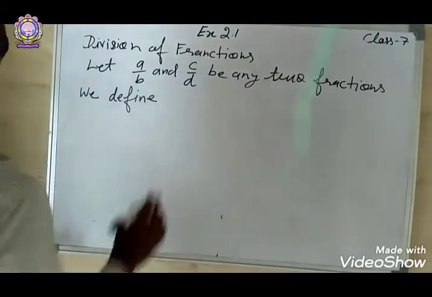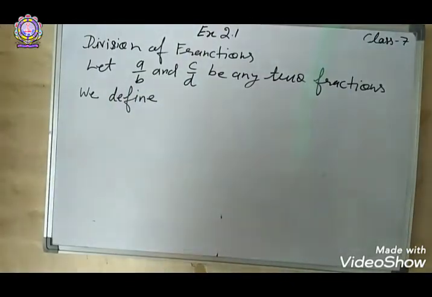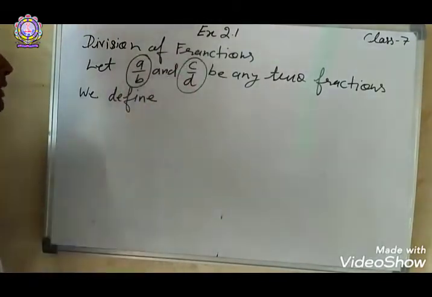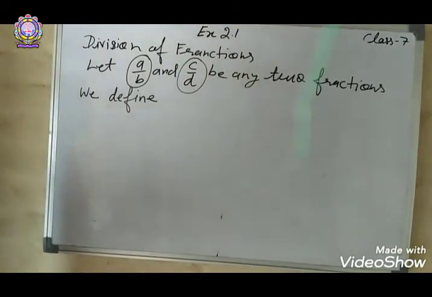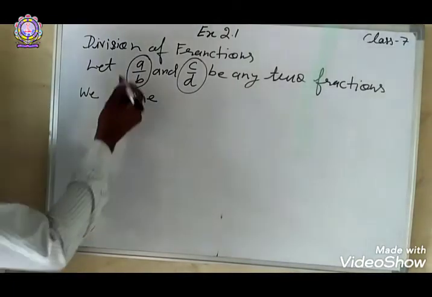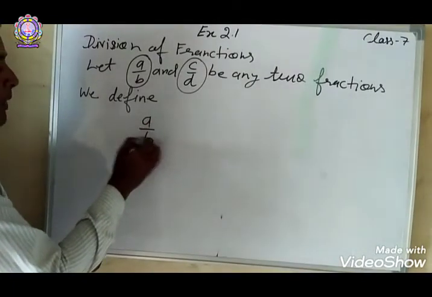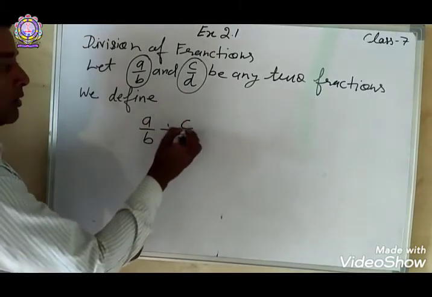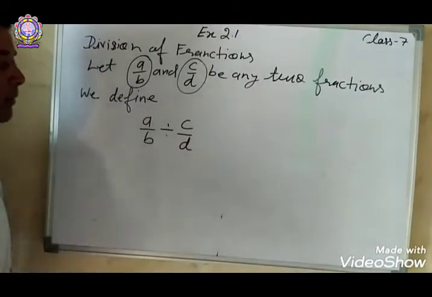How do we define division? Here, there are two fractions. First is A upon B and second is C upon D. So now divide them: A upon B divided by, using the symbol of division, C upon D.